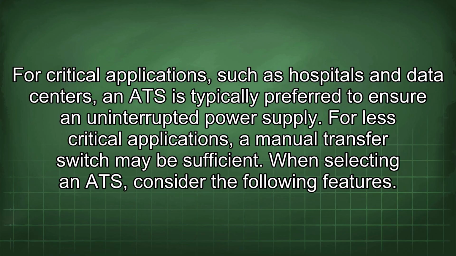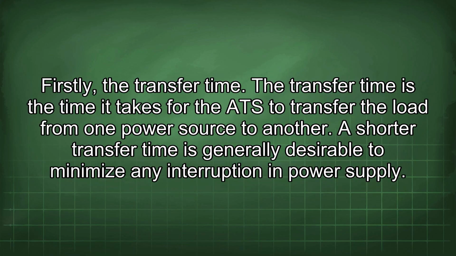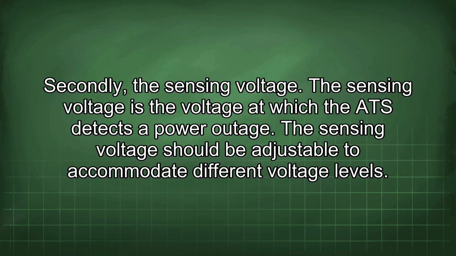When selecting an ATS, consider the following features. Firstly, the transfer time. The transfer time is the time it takes for the ATS to transfer the load from one power source to another. A shorter transfer time is generally desirable to minimize any interruption in power supply. Secondly, the sensing voltage. The sensing voltage is the voltage at which the ATS detects a power outage. The sensing voltage should be adjustable to accommodate different voltage levels.